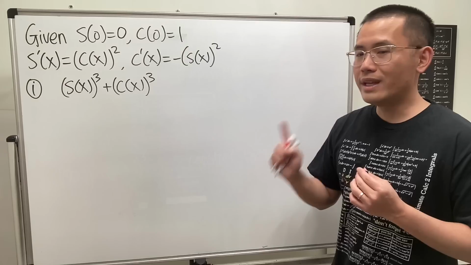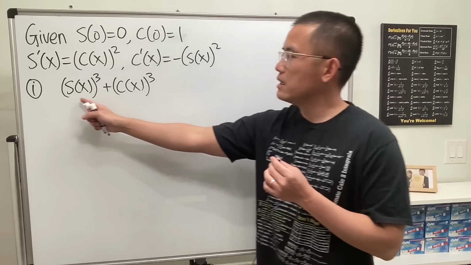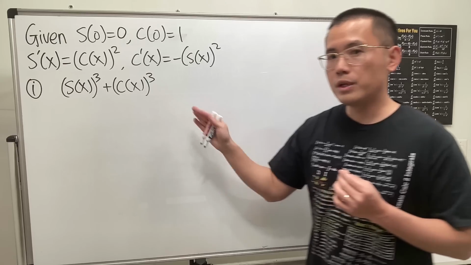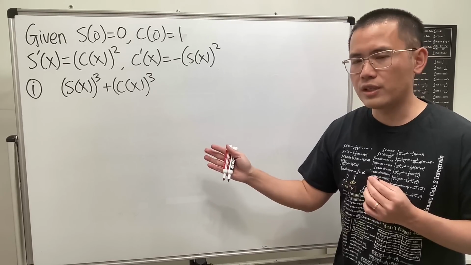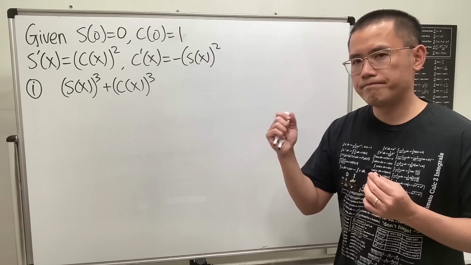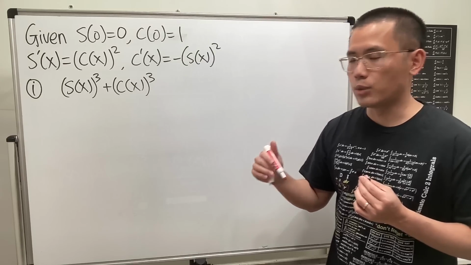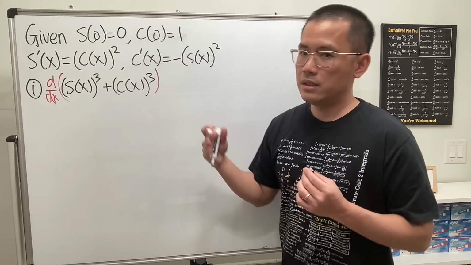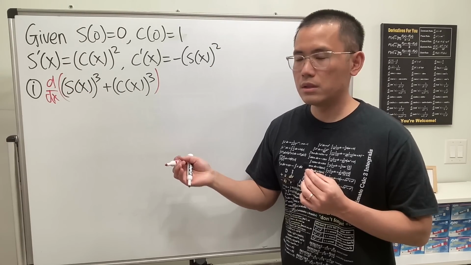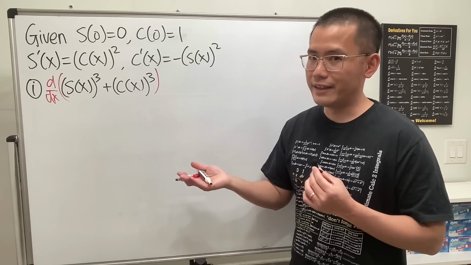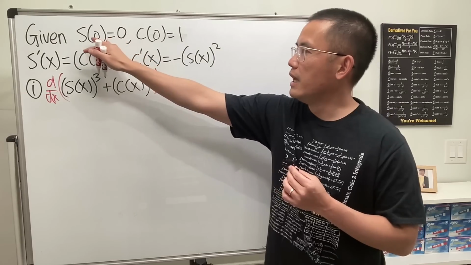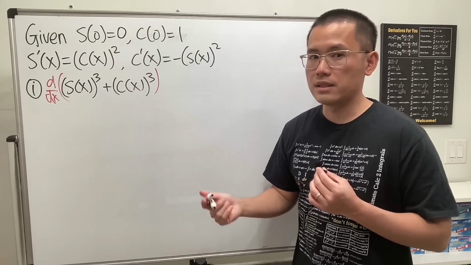Part 1. We are going to investigate s of x to the third power plus c of x to the third power. We want to make sure that it's actually just a constant function and that constant is equal to 1. To do so, we can just take the derivative and then check if the derivative is equal to 0 for all x. If so, then that means it's just a constant function, and then later on we can plug in the x value to figure out what that constant is.